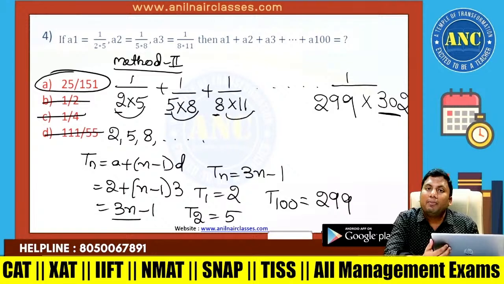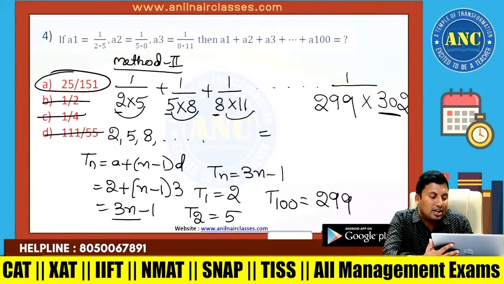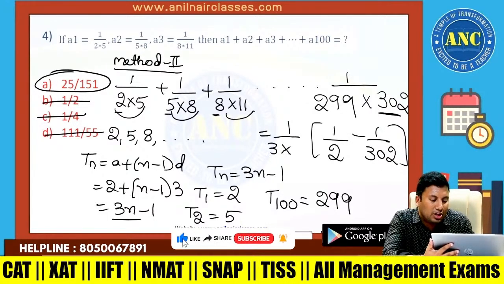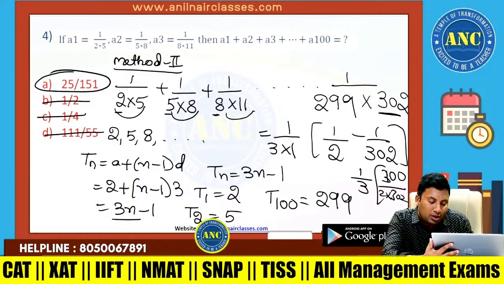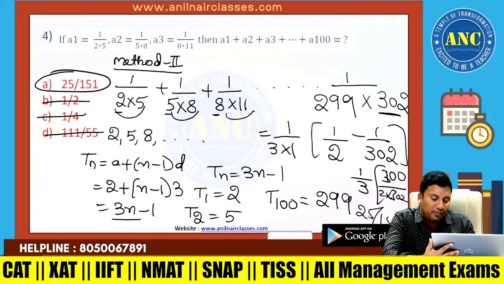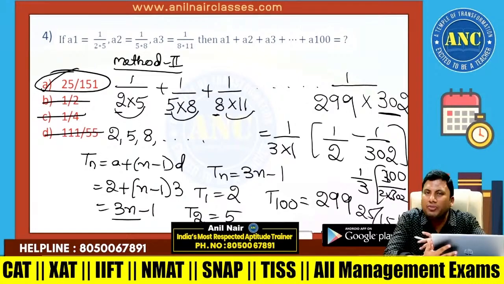So 25 by 151. The answer is nothing but write down the first term as well as the last term: 1 by 2 minus 1 by 302, times 1 by 3. So this is nothing but 1 by 3 into (302 minus 2), 300 divided by 302. So from there the answer is nothing but 25 by 151. I hope the idea is clear.